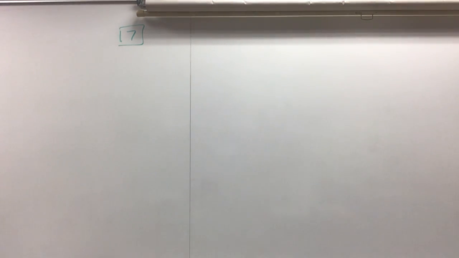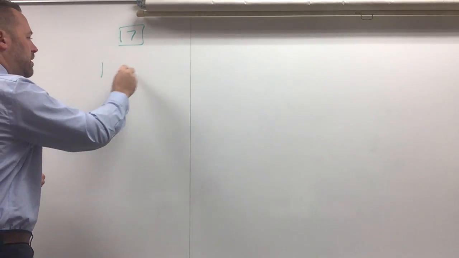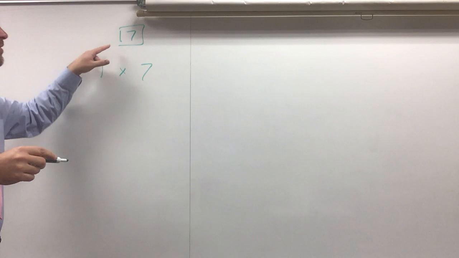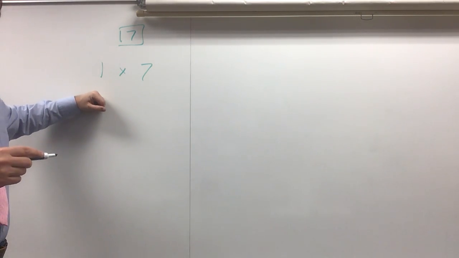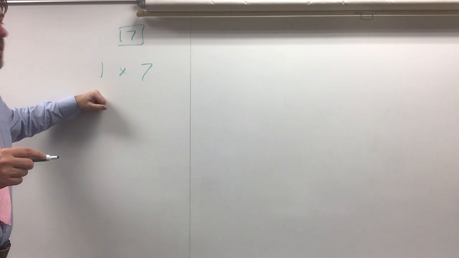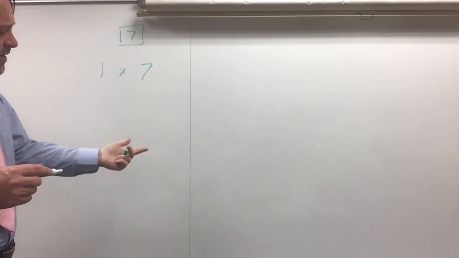What do you think? What should we definitely start with? Always start with 1. So 1 times 7. All right, what about 2? Do you think 2 will be a factor of 7? Why not? Yeah, because it's an odd number. Can't have 2. 2, 4, 6, 8.